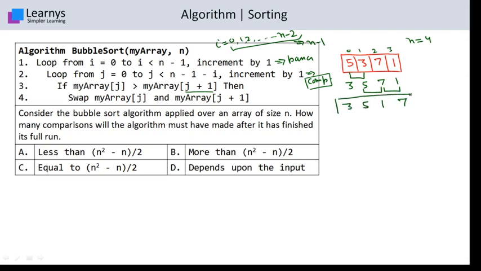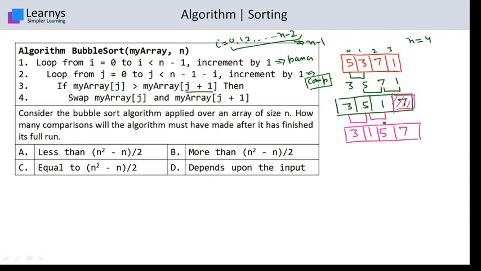After the first pass, it has placed one element, the largest element, at the last place, or we can say the largest element at its proper place. This element we will not consider in the subsequent passes. Now in the next pass, it compares 3 and 5, which means one comparison. Then it compares 5 and 1, so 2 comparisons. Again it is not in proper order, so we need to swap them. So this is the array after the second pass.